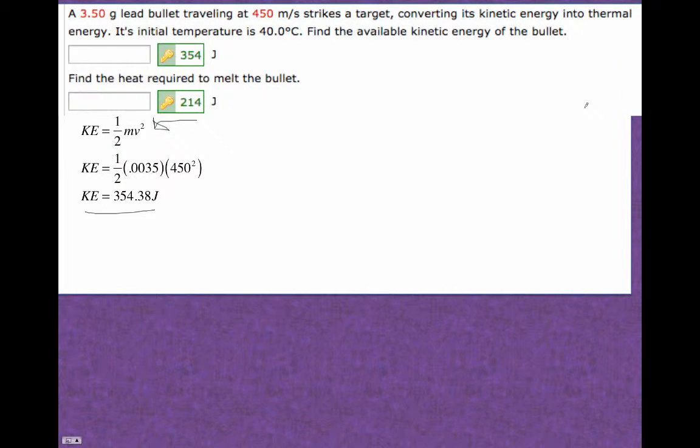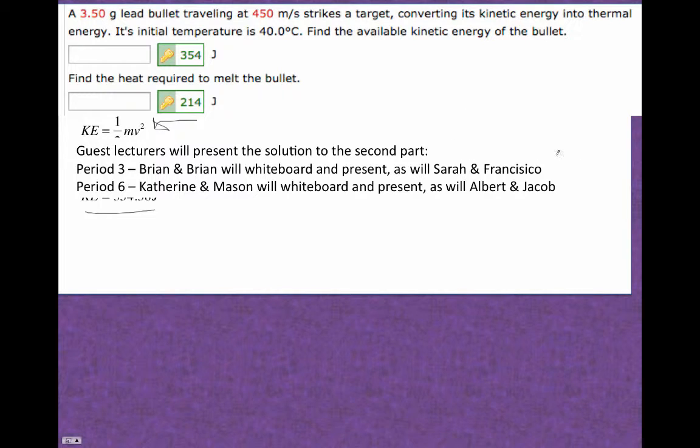The second part, which comes in, is a 3.5, find the heat required to melt the bullet. And for that part, we are going to have guest lecturers. In other words, in period 3, I want Brian and Brian to whiteboard and present the problem, as well as Sarah and Francisco. So you might have two different alternative ways of solving it. All 4 of these people got it correct. In period 6, Catherine and Mason will whiteboard and present, as will Albert and Jacob. Again, all 4 of these people got it correct. So you will have that after the video.